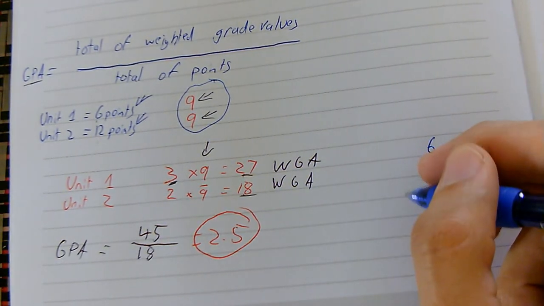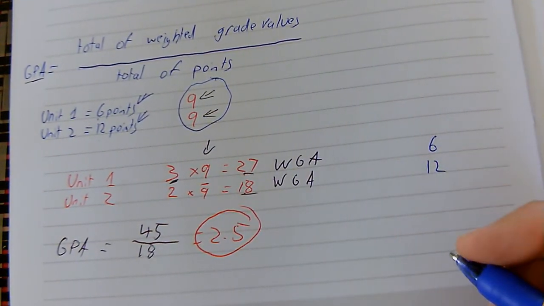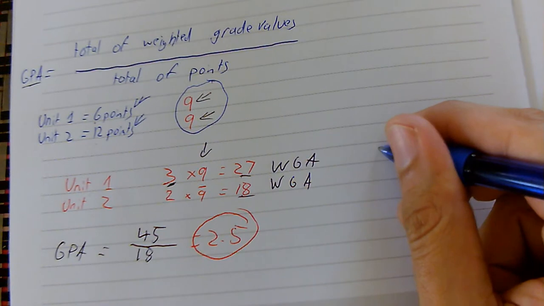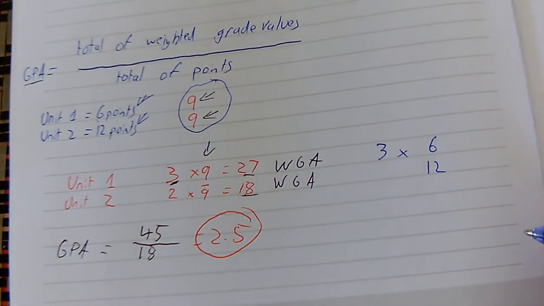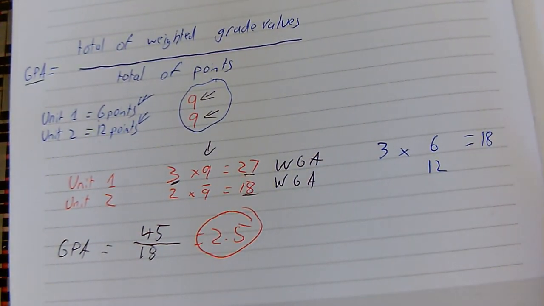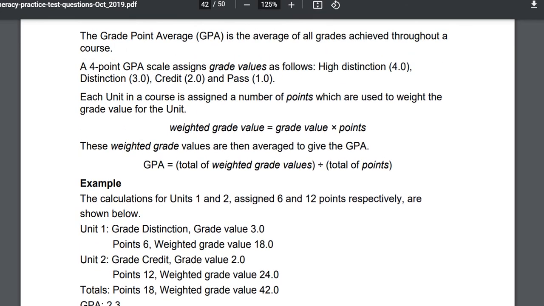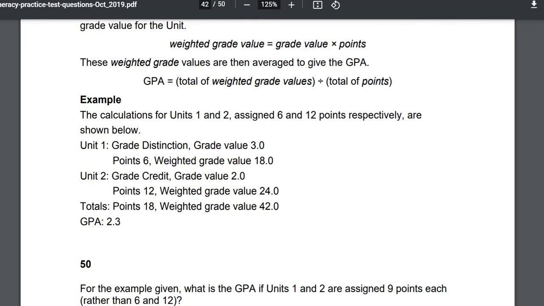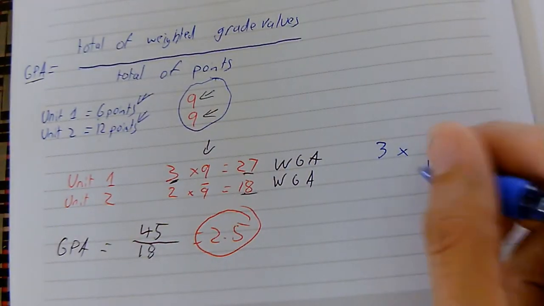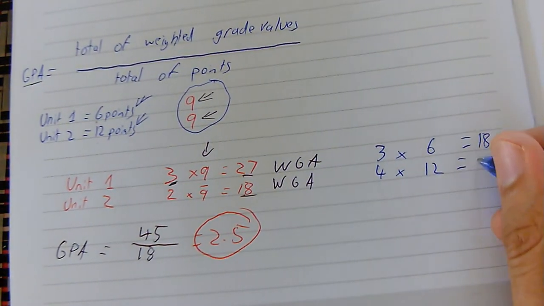And it is saying that the first one, Unit 1, that's what this first row up here is, we're saying that this is still the same, a distinction, 3 times 6, and that gets us 18. Whilst Unit 2 has now been changed to a high distinction, which is worth 4, which is confirmed at the top. So it's not going to be 2 times 12, because 2 was a credit. It's going to be 4 times 12, and 4 times 12 is 48.